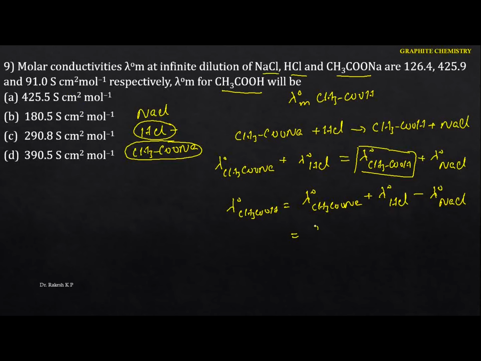That 91. Okay, 91.0. Lambda naught for the HCl, they're given as 425.9 minus 126.4. Now if you do the calculations here, we are going to get 390.5, that is Siemens centimeter square mole inverse. So in this case the option is which one? That is D. Okay, so next one.